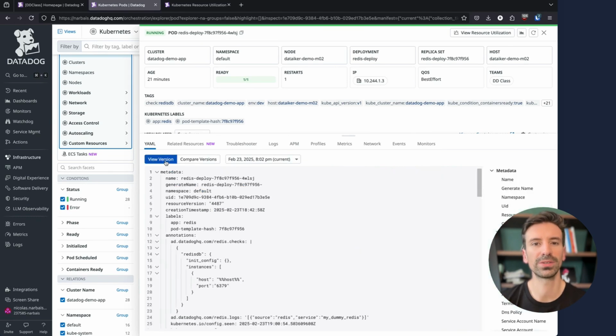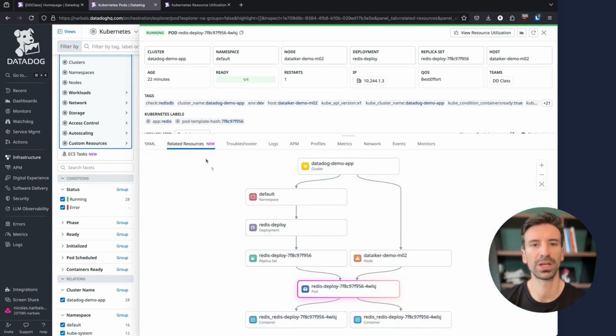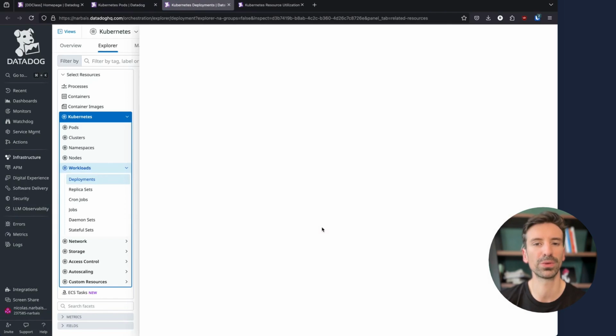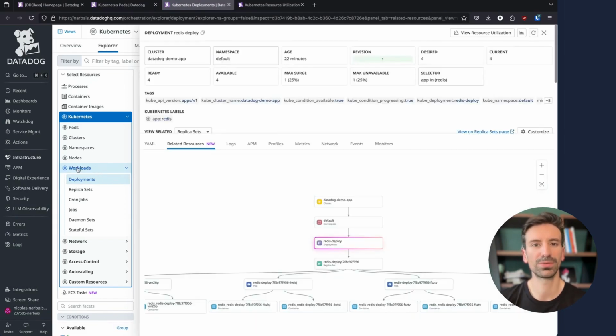In addition to that, if you are not familiar with how Kubernetes works, related resources is a very good place to look at. It helps you to connect everything. So my pod is part of this replica set, which is part of this deployment in this cluster and is running on this node. Everything is available in a single view. And if I am interested in looking at what's happening with the deployment, I can click it, automatically getting redirected to the same views, but this time focused on the deployment. As you can see, it focuses on workloads deployments. We can see the new view, and we still have access to the YAML file.